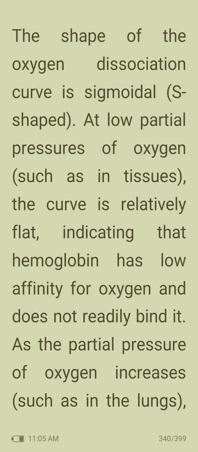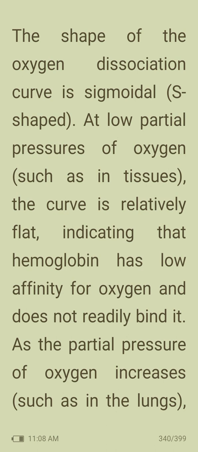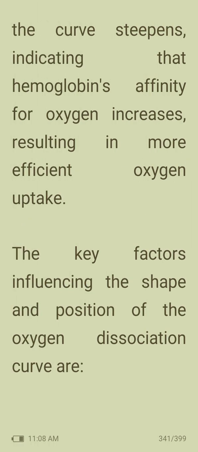The shape of the oxygen dissociation curve is sigmoidal or S-shaped. At low partial pressures of oxygen, such as in tissues, the curve is relatively flat, indicating that hemoglobin has low affinity for oxygen and does not readily bind it. As the partial pressure of oxygen increases, such as in the lungs, the curve steepens, indicating that hemoglobin's affinity for oxygen increases, resulting in more efficient oxygen uptake.